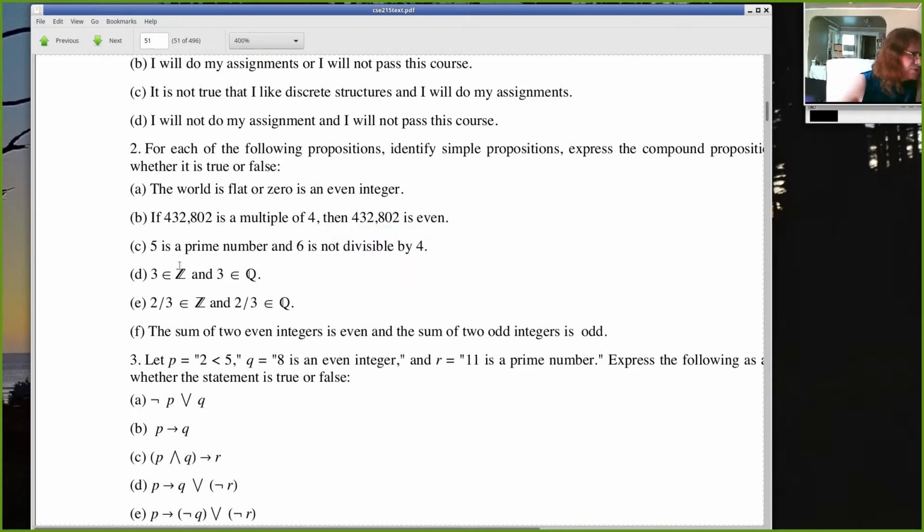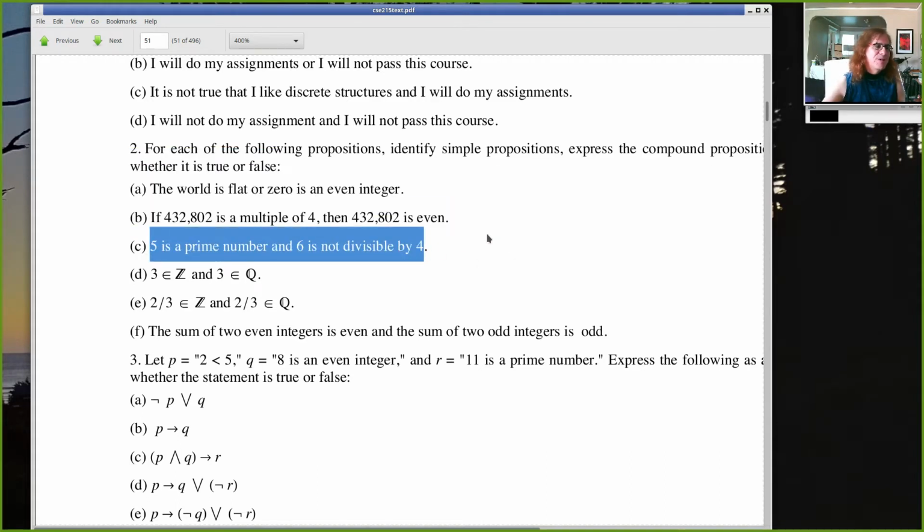Alright, so that was question 2, which is basically breaking statements up into pieces and finding little propositions. Again, this whole thing is a proposition. So if someone asks you to write a proposition that expresses this, technically you could say, let P be the proposition, 5 is a prime number, and 6 is not divisible by 4. That is a proposition, right? But usually we want to break it down into smaller pieces so that we can combine them with other compound propositions.